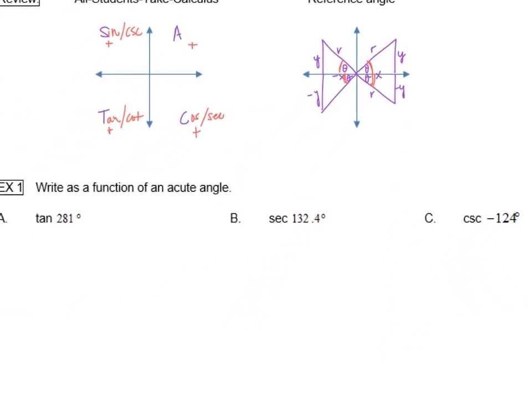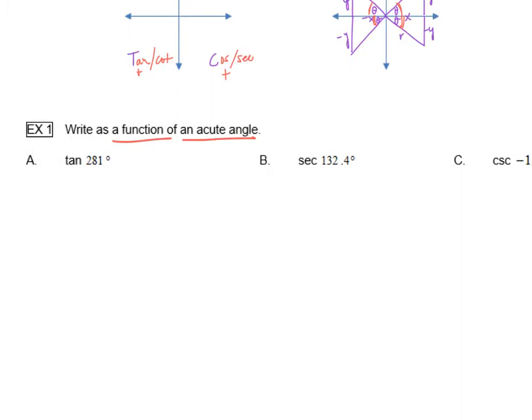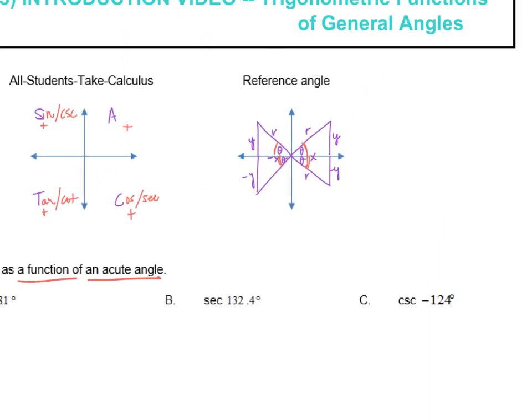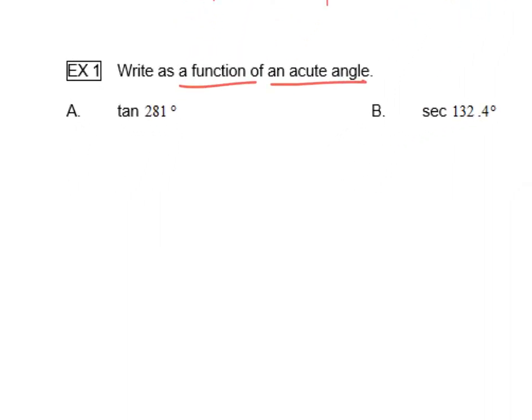Alright, so our directions in our first three questions ask us to write as a function of an acute angle. So all of your reference angles are acute angles, all these reference angles. So what we're going to do is we're going to draw our angle like we always do. We're going to identify the reference angle, and then we're going to write it as a function of that angle. So let me show you how this works with our example.